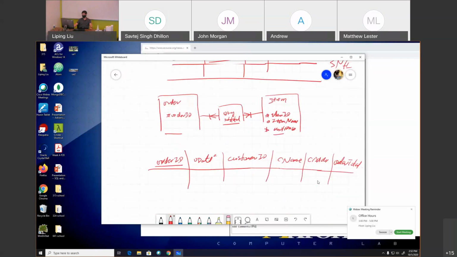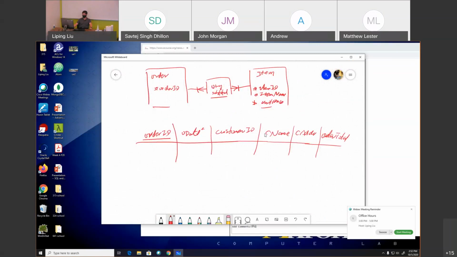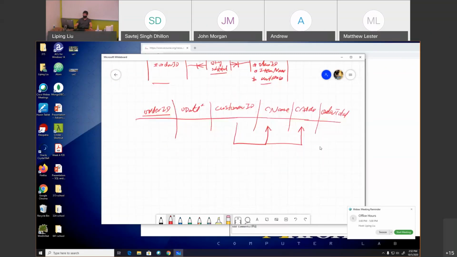So now let's look at this table. We have 1, 2, 3, 4, 5 non-key columns. Let's see whether there are any non-key columns that depend on other non-key columns. We do see that. Customer ID determines customer name and customer address. That is very clear. So we have 5 non-key columns, but these 3 non-key columns have functional dependency. Therefore, this table is not in third normal form.